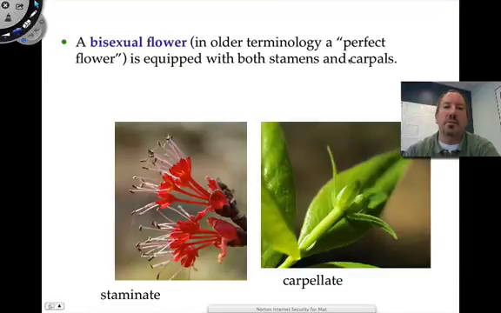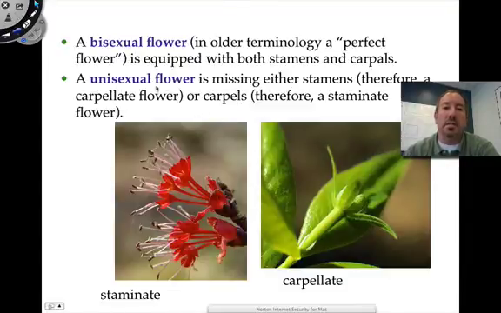So if you're bisexual, you have both male and female, but if you're unisexual, meaning that some flowers have only stamen. Look at this. Some flowers only produce males, so they're male flowers. And then some will only produce carpels. How about that? They're carpellate or staminate. I'm not sure if you knew that.